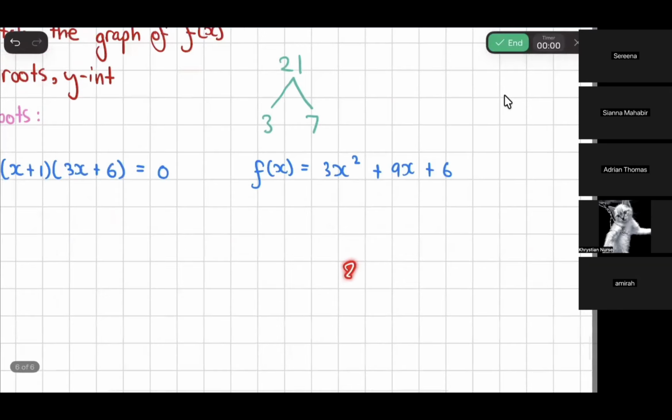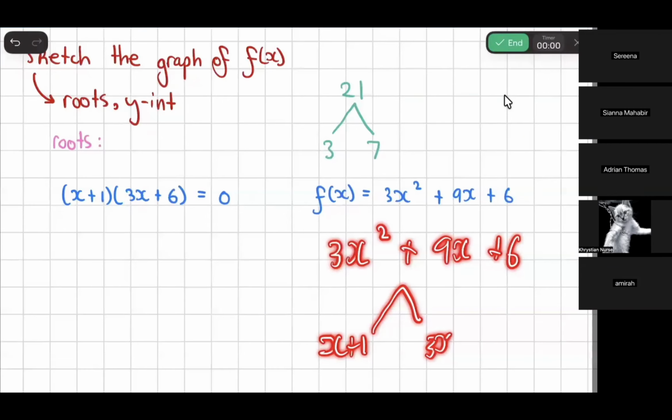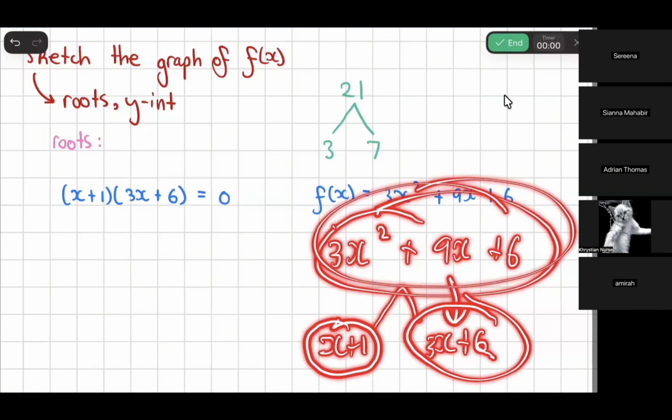Right? So I could literally write 3x squared plus 9x plus 6 as x plus 1 times 3x plus 6. When I say it's a factor, I mean that it makes up 3x squared plus 9x plus 6. And if x plus 1 divides this, it gives me 3x plus 6. And 3x plus 6 into this would give me what? Tell me, Serena.